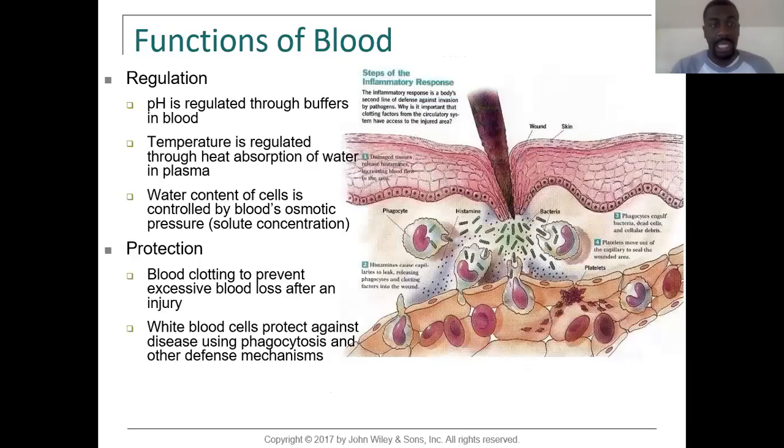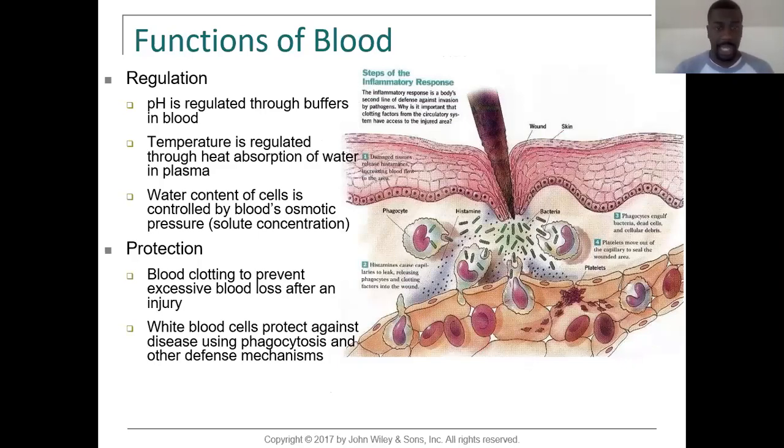Okay. The second role is regulation. Like we talked about, blood has the ability to regulate its own pH. That's going to be important to make sure that the blood is working the way it's supposed to, but also that all the organs which are going to be receiving that blood are able to work the way they need to as well.